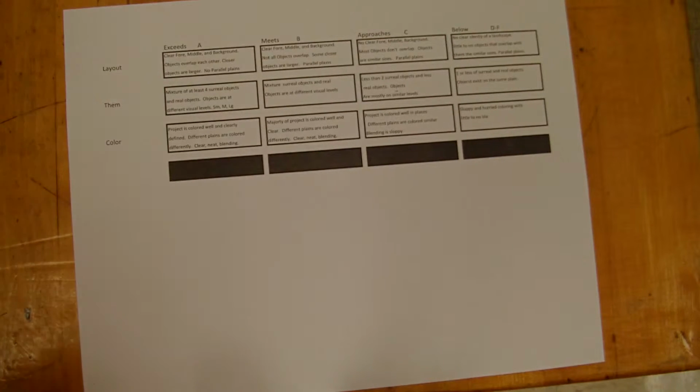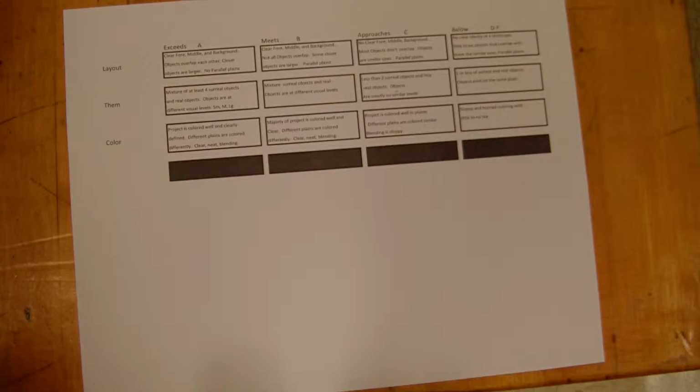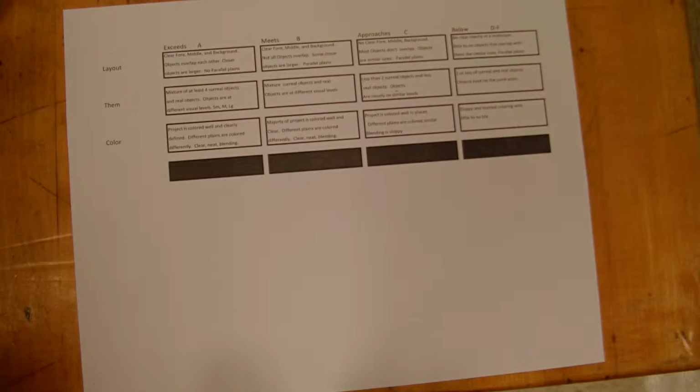The other thing that you're going to have to look at is the theme. What that means is I need a mixture of at least 4 objects, surreal objects and real objects. Objects are at different visual levels. Again, you've got small ones, medium ones, large ones. But also, you need 4 objects, surreal or not surreal. There needs to be a mixture. You just need 4 objects total.